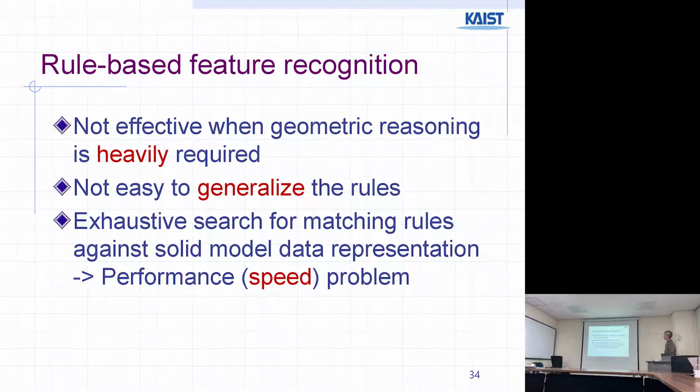So rule-based. It is good, but it needs heavy computing. Right? So geometric reasoning is burdened by performance problems. And also rules cannot be well generalized, and you need to have an exhaustive search in the rule base. So you need to find matching rules. If you have a rule base of, say, thousands or tens of thousands of rules, you need to search, so performance can be a problem.